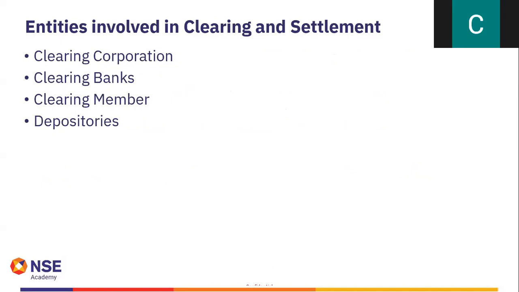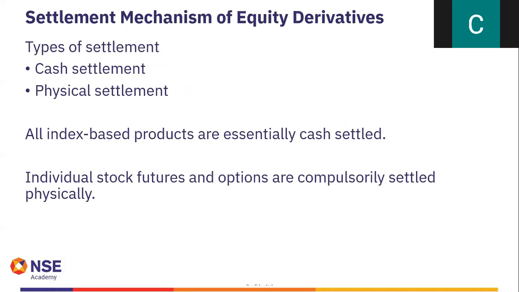In derivatives, basically we have two types of settlements, cash settlement and physical settlement. Until some 4 or 5 years back, we had only one type of settlement, that is cash settlement. The physical settlement was introduced some 4 or 5 years back. So what do I mean by cash settlement and physical settlement?